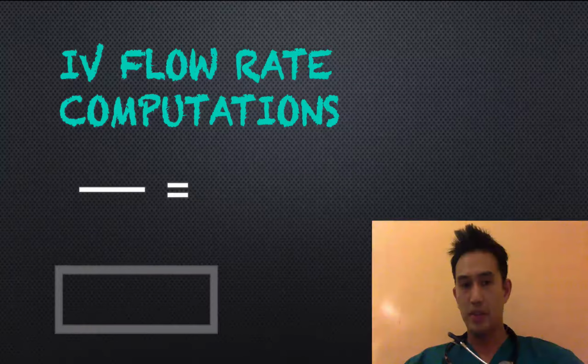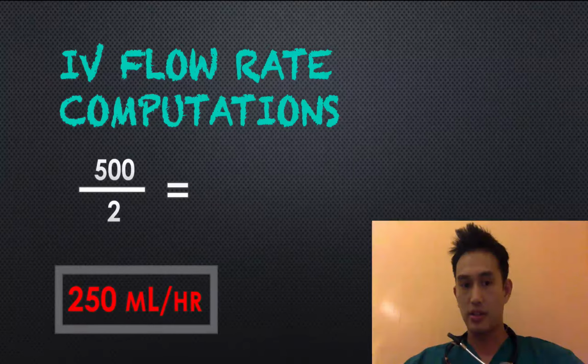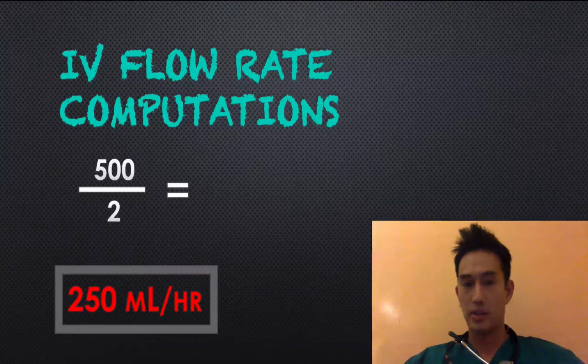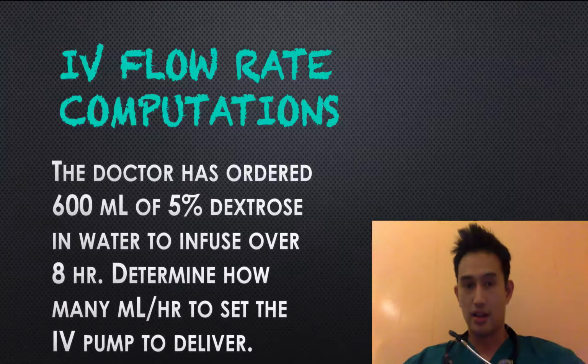So the math is pretty easy. All we have to do is divide 500 by 2, and the answer is 250 mLs per hour. So we're going to be infusing that amount in our patients every hour. So next question, same thing guys, go ahead and pause and we will solve it.